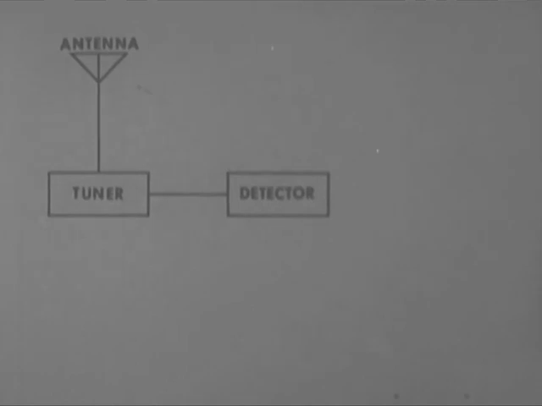to select the one frequency which we wish to receive. The selected signal is passed into the detector, which separates the high-frequency component from the low-frequency component. The high frequency is the carrier, while the low-frequency component is the message which we wish to receive.